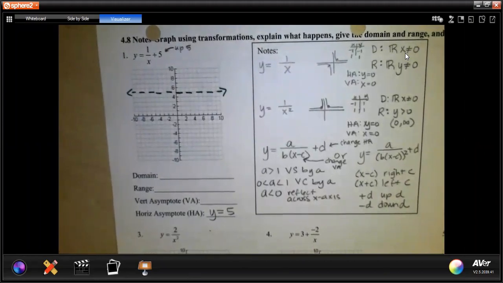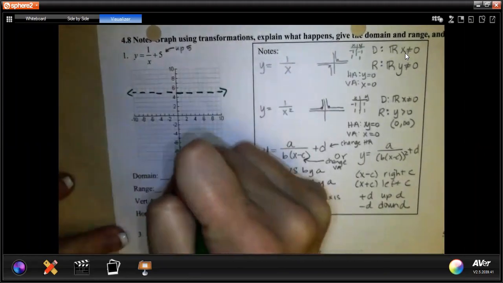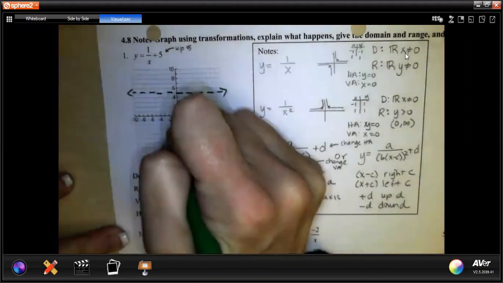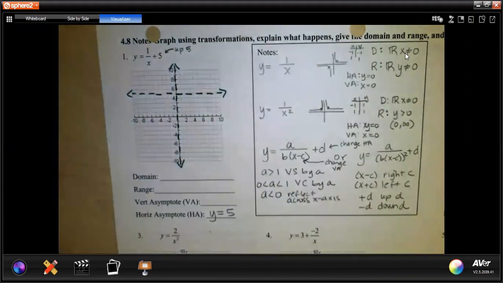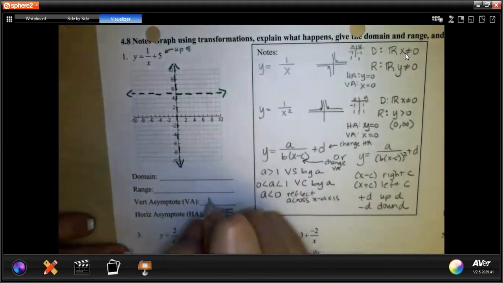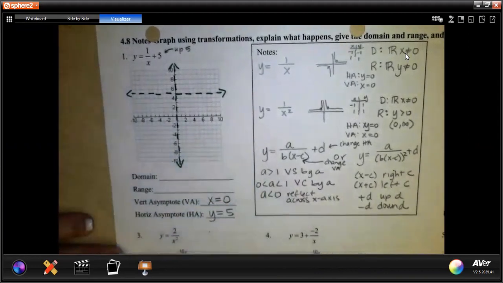This has not moved left or right, so our vertical asymptote will stay the same, right on top of the y-axis here. And vertical lines are x equals. So our vertical asymptote is at x equals 0.